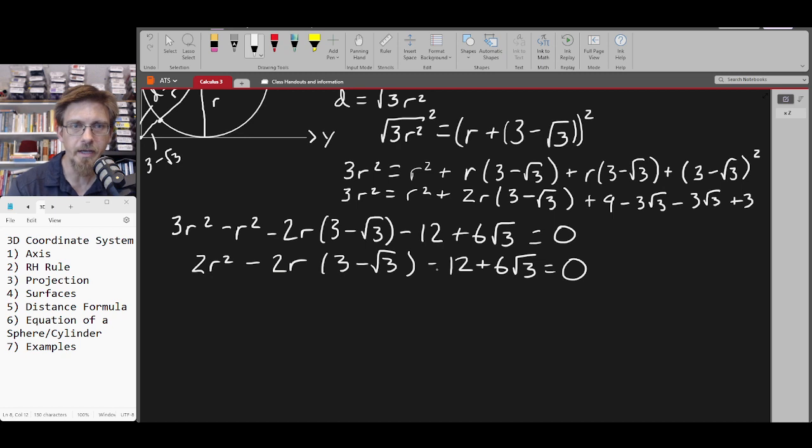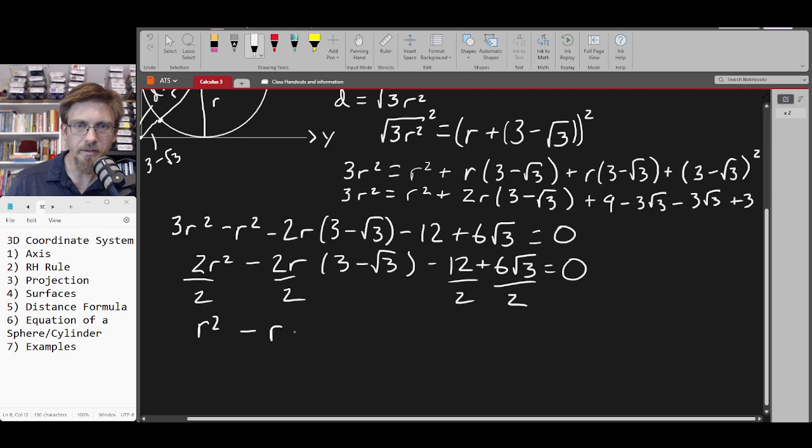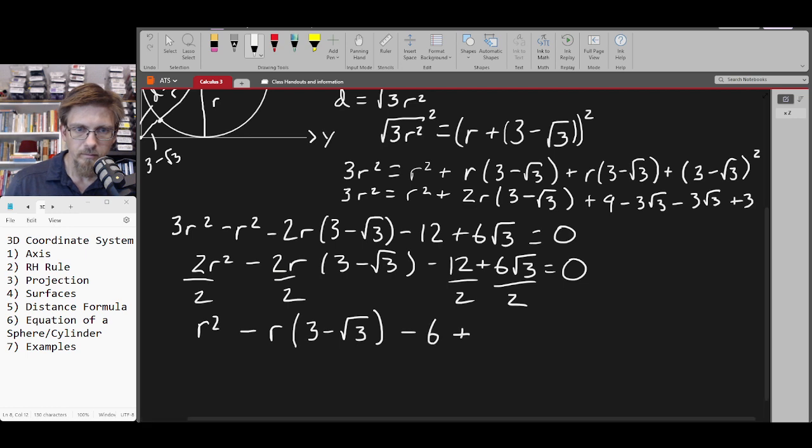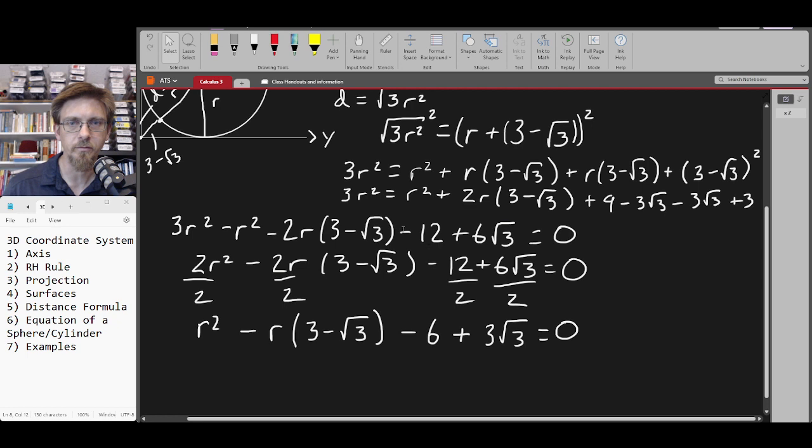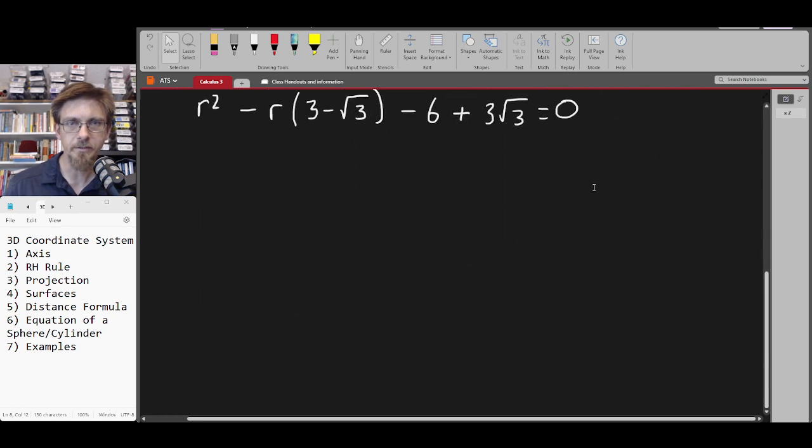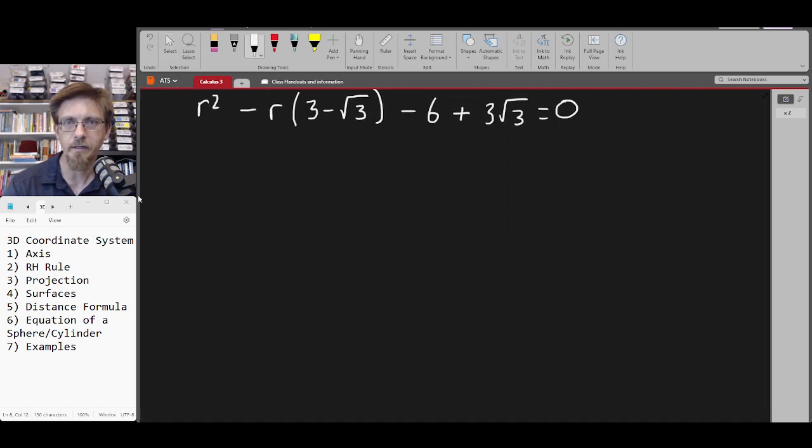And I notice that everything's got a 2 in it. So let's go ahead and divide everything by 2. Don't have to, but it should make our life a little bit easier as we move forward. All right, so now we've got to use the quadratic formula to help us solve this quadratic.